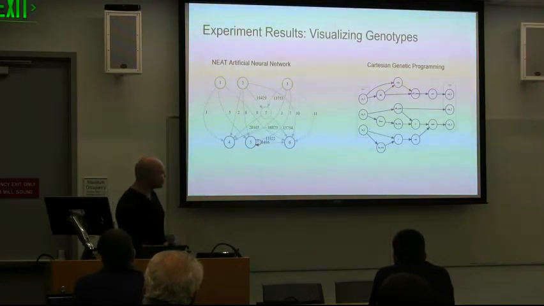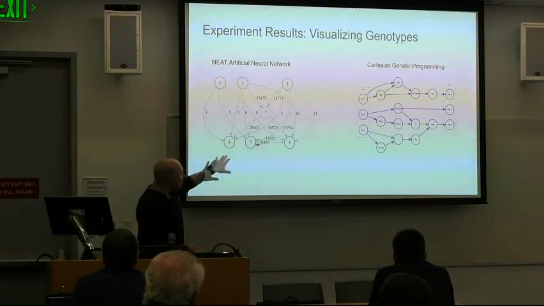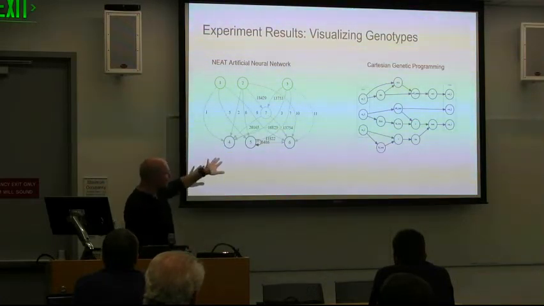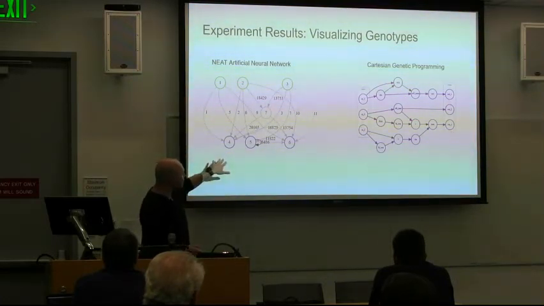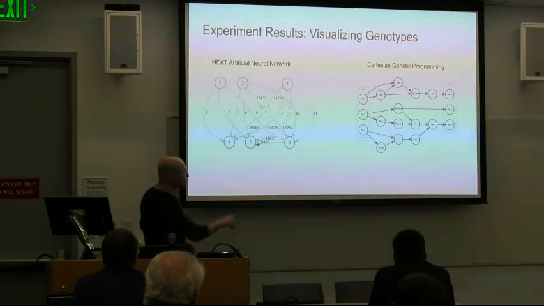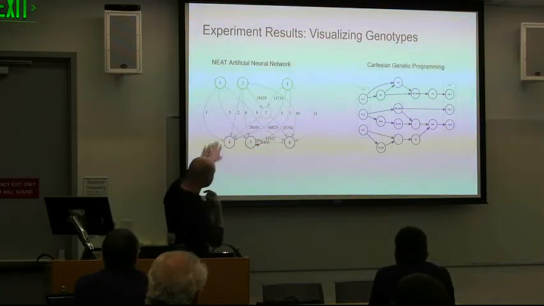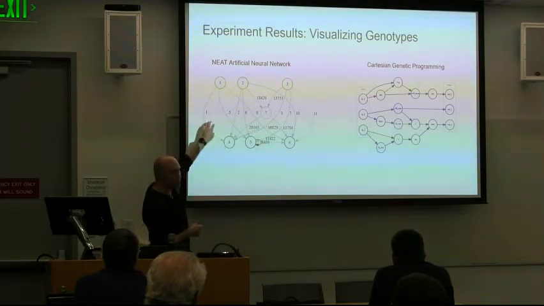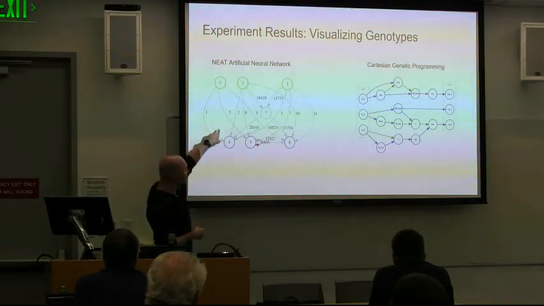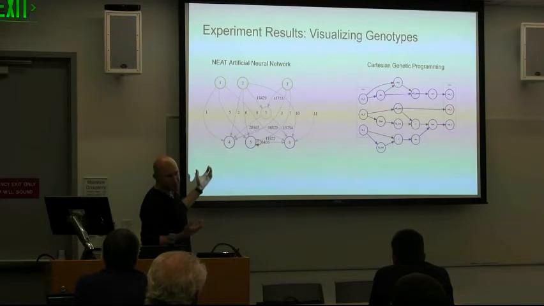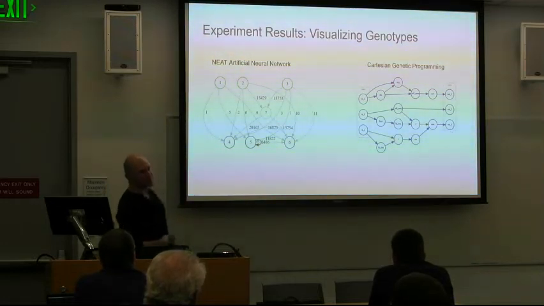And these are actually two types of genotypes. This is from NEAT, the one that can generate topologies as well as the weights, and that one is from Cartesian genetic programming. This one can generate new nodes, and if the output is not connected to anything, that's technically an intron.